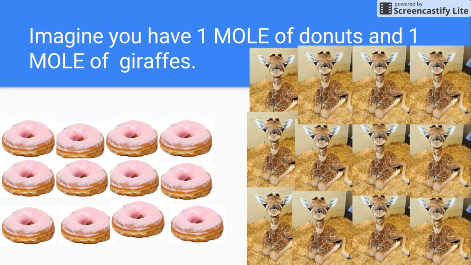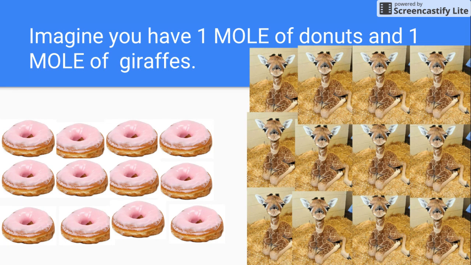What if I told you that I have 1 mole of donuts and 1 mole of giraffes? How are these two objects the same? Hopefully you said you had the same amount again. You had 1 mole of donuts, so you have 6.02 times 10 to the 23rd donuts. You have 1 mole of giraffes, you have 6.02 times 10 to the 23rd giraffes.